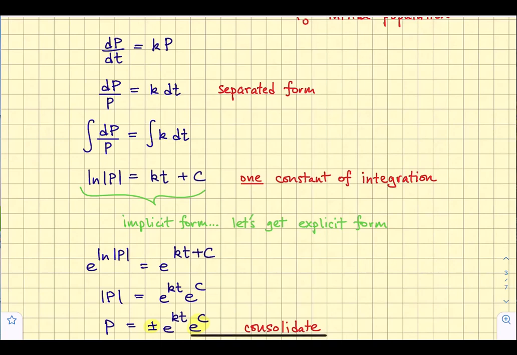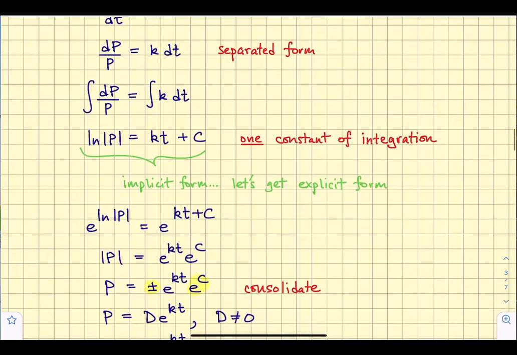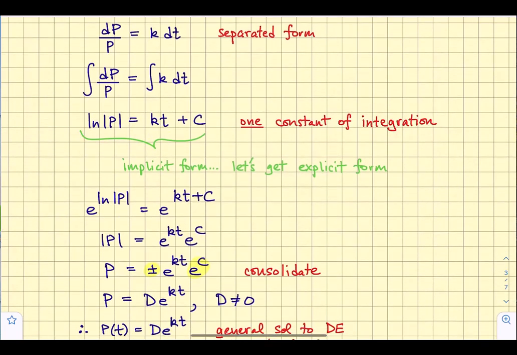This is very important. This is the implicit form. We want to put it in explicit form. So we'll hit both sides with a base e exponential. We get this. e to the ln of absolute value of P is just absolute value of P. We'll use our properties of exponents again to decompose this into this. We can drop these absolute values as long as we pick up a plus or minus sign. And now let's consolidate this e to the c, which is an arbitrary positive constant, with the plus or minus.